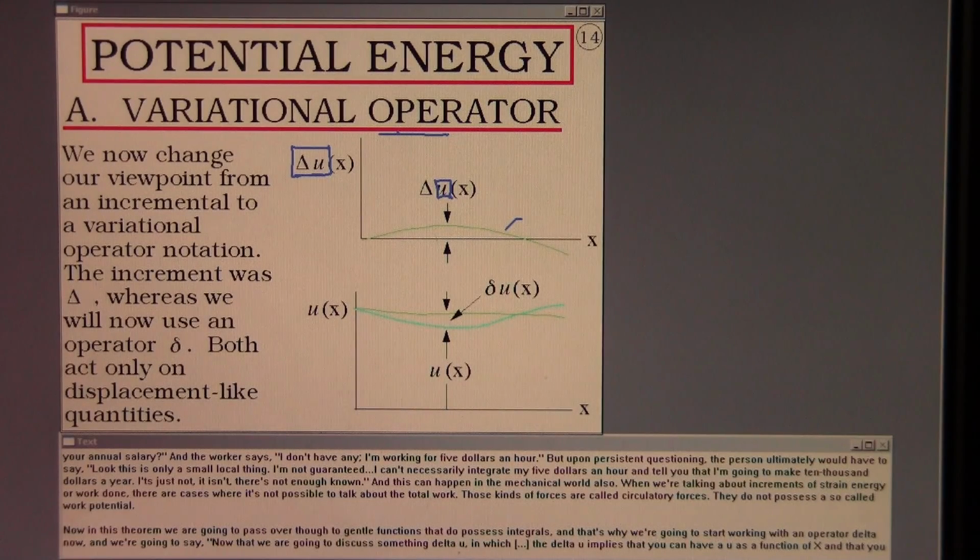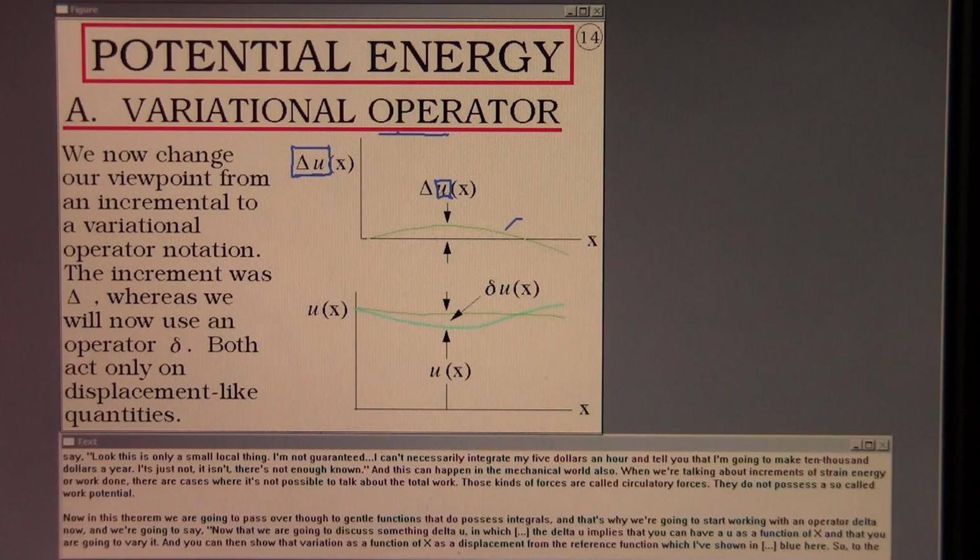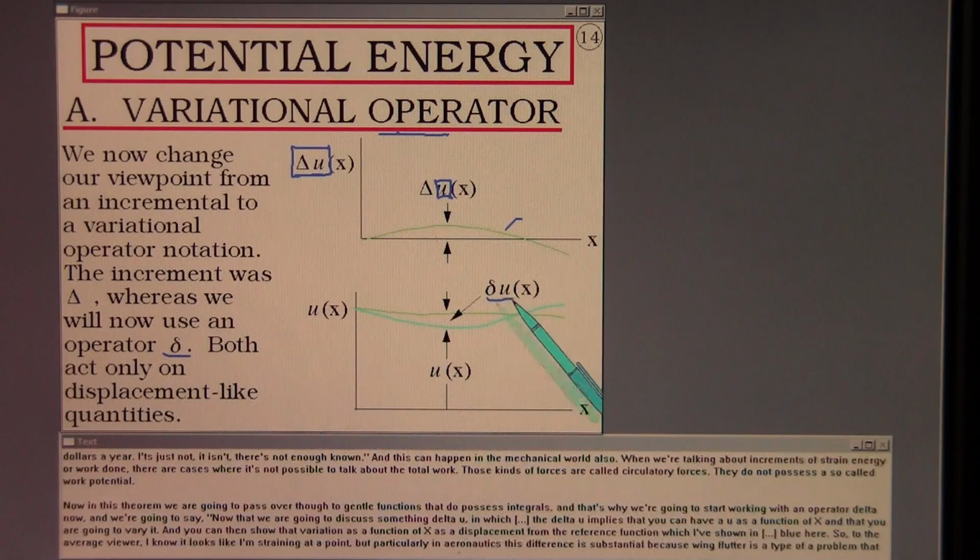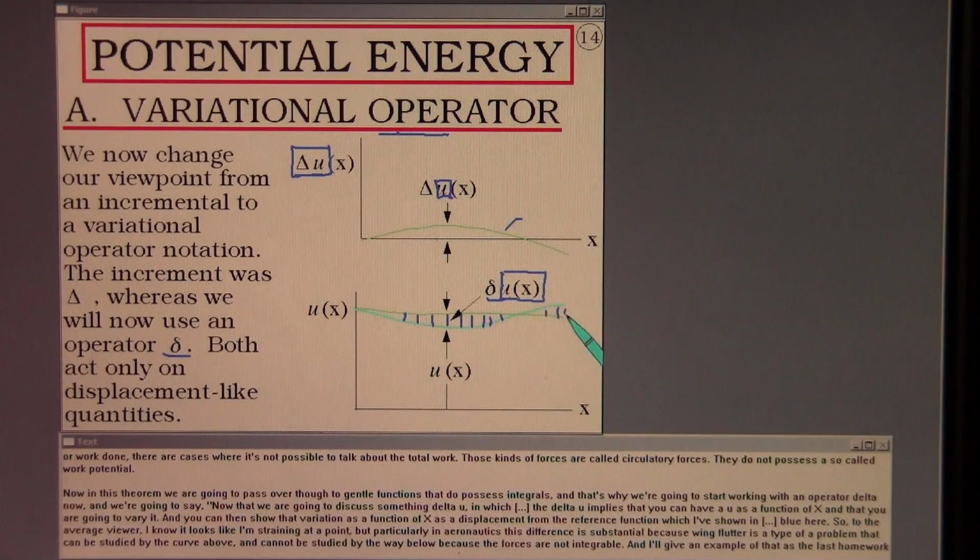Now, in this theorem, we're going to pass over, though, to gentle functions that do possess integrals, and that's why we're going to start working with an operator delta now, and we're going to discuss something delta u in which the delta u implies that you can have a u as a function of x and that you are going to vary it, and you can then show that variation as a function of x as a displacement from the reference function, which I've shown in blue here.